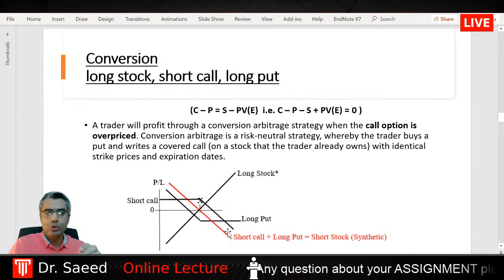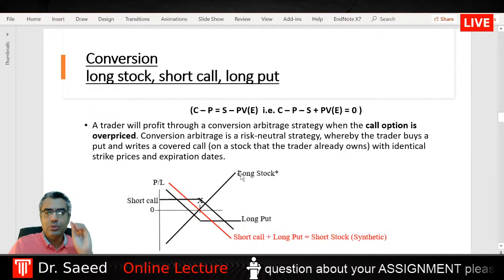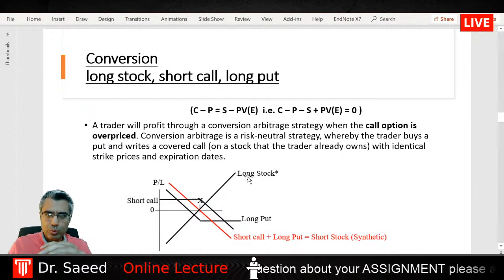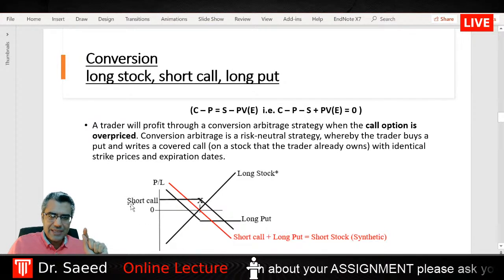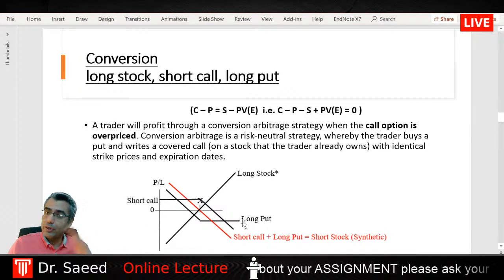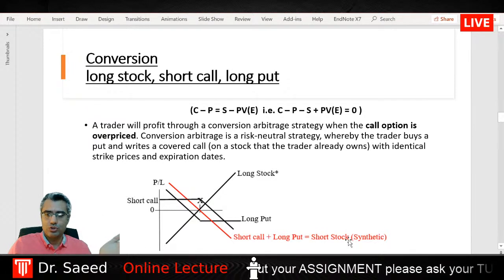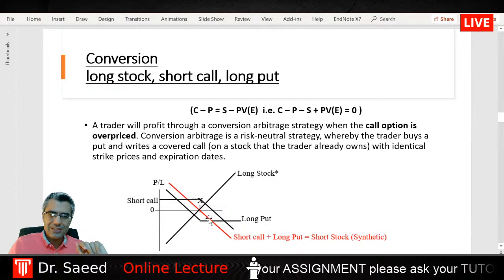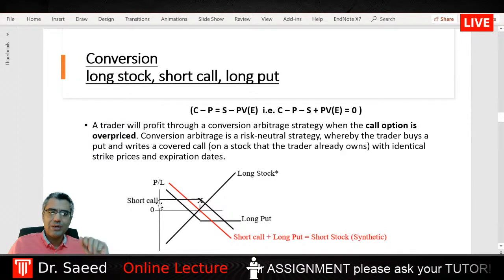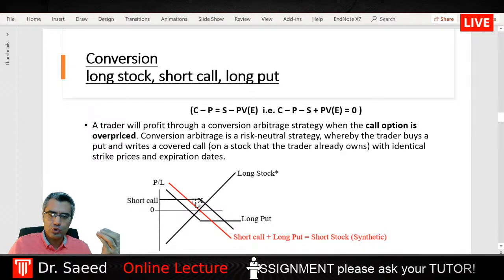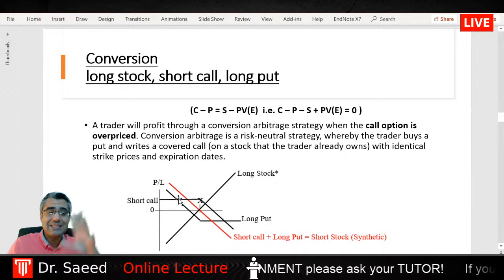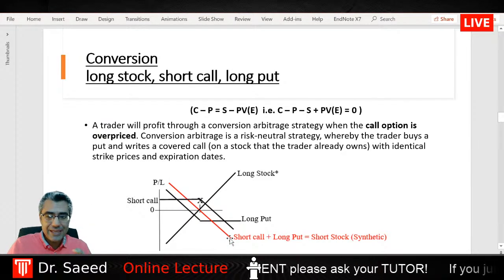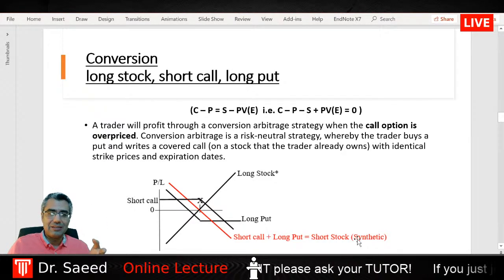Now I want to show you short call, long put, and long stock. When you add these three together, it's a flat line. If you just add short call and long put, we already know from the previous topic, this means short stock. Short stock is this red one. So this red one can represent this short call and this long put. So I can now remove this short call and long put and instead put this red short stock synthetic.